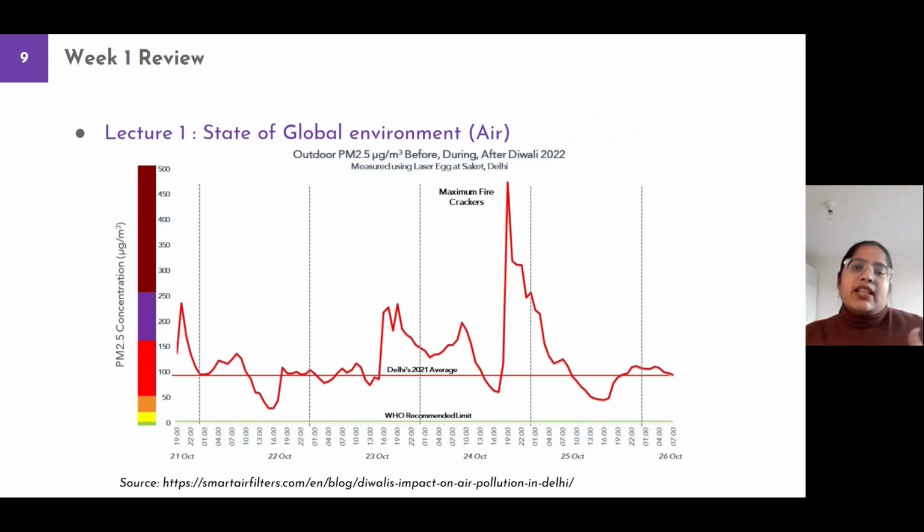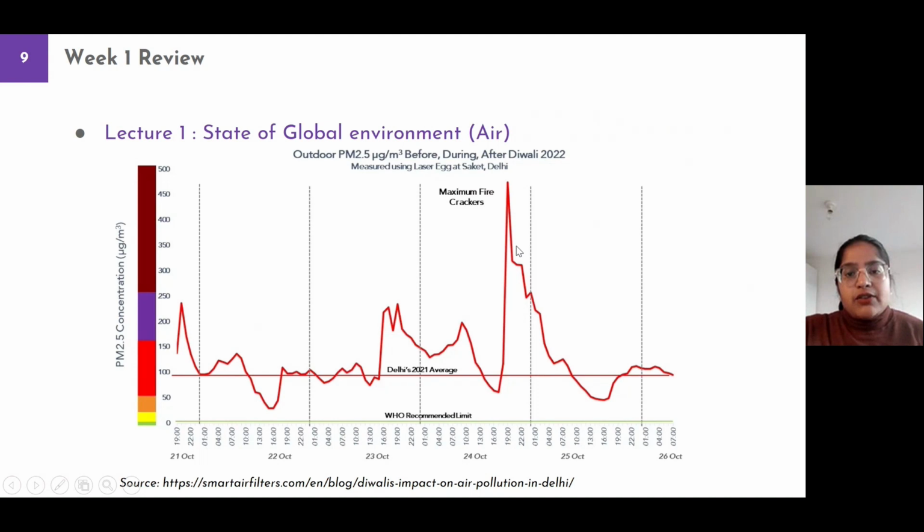So for example, if we look at the current state of affairs, take Diwali, the festival of lights, especially celebrated in India, where we burn firecrackers. We see that the concentration of particulate matter 2.5 is much higher in the days leading up to Diwali. The WHO recommended limit for particulate matter is set as 0, whereas the daily average for 2021 was around 100 microgram per meter cube of air. And this is already way above the WHO recommended limit.